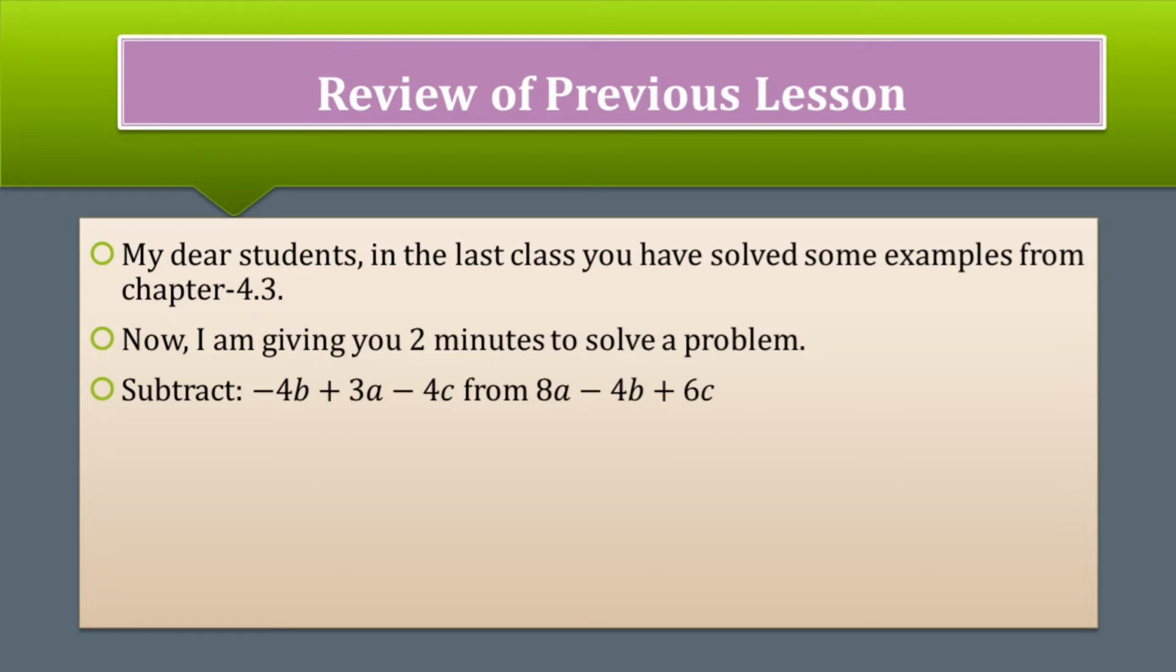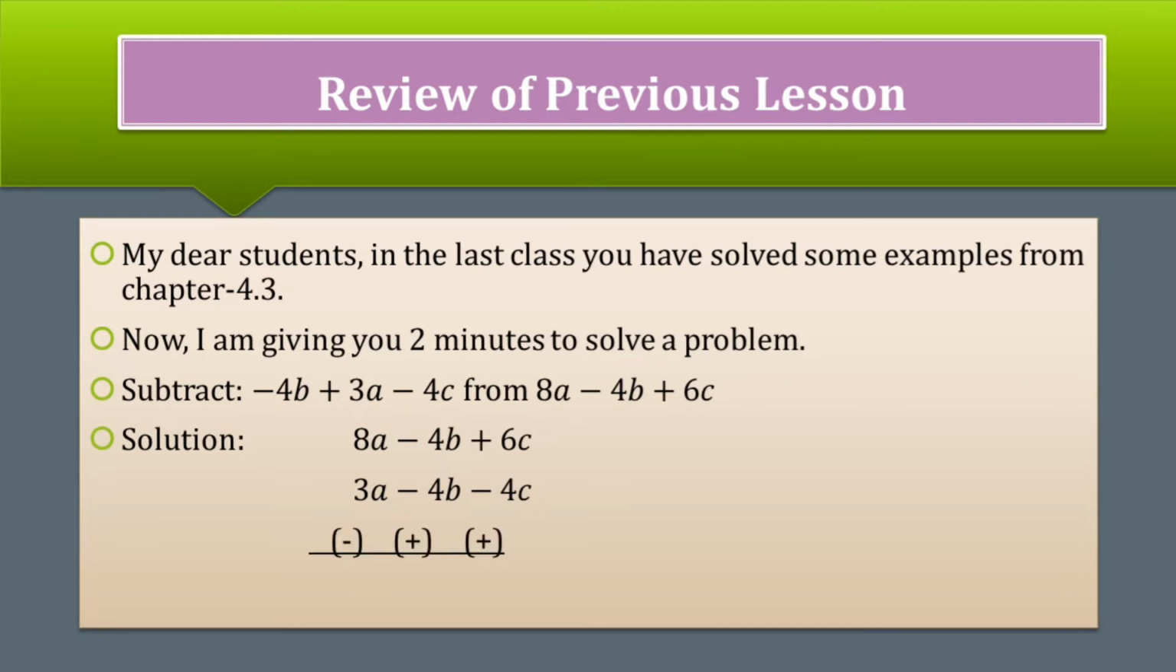Now I will show you the solution. And this is the solution, my dear. Arranging the similar terms one below the other, we get like this: 8a minus 4b plus 6c and 3a minus 4b minus 4c. And in order to do subtraction, you have to change the sign, and you can see plus 3a, that would be minus 3a, minus 4b, that would be plus, and minus 4c, that would be plus.